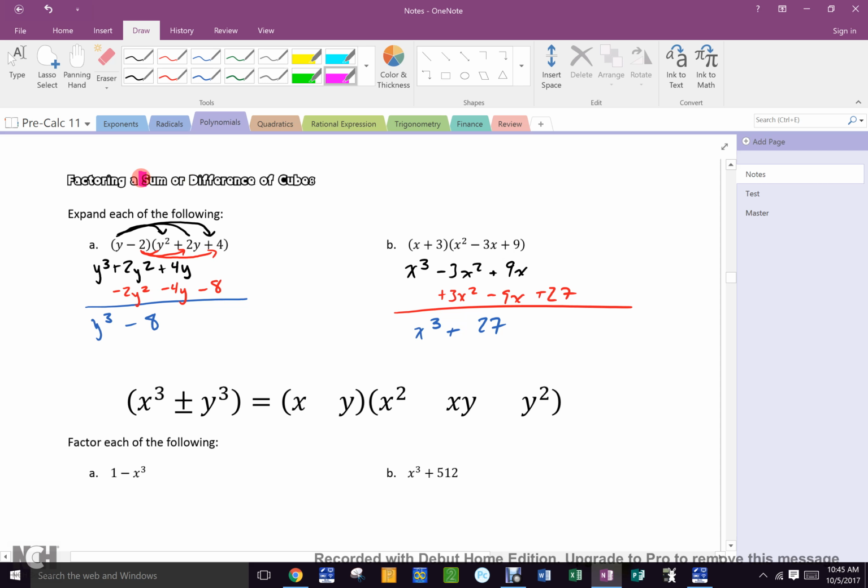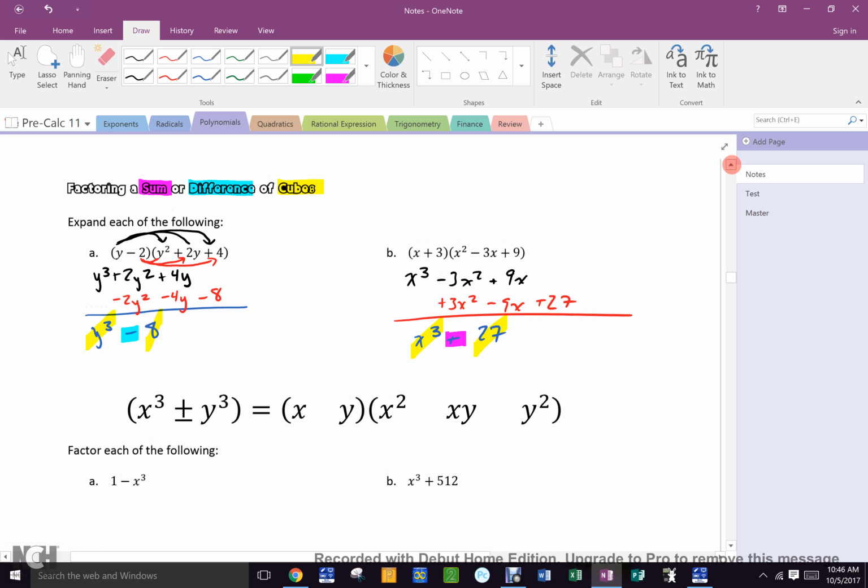Now, please look at the title of today's questions. Factoring a sum or a difference of cubes. Is y cubed a cube? Has that got a cube root? What is it? Y. Does 8 have a cube root? What is it? 2. Excellent. X cubed, x. 27, 3.